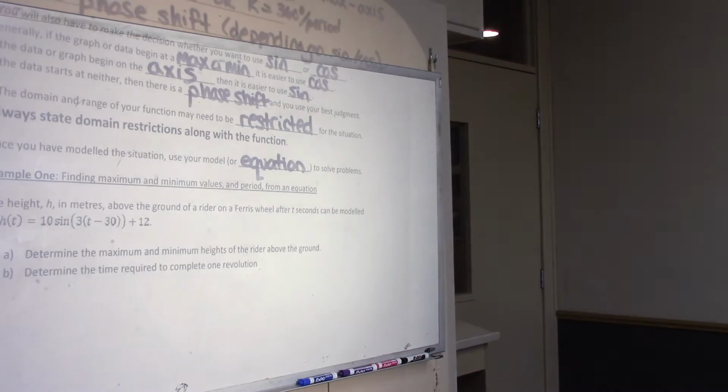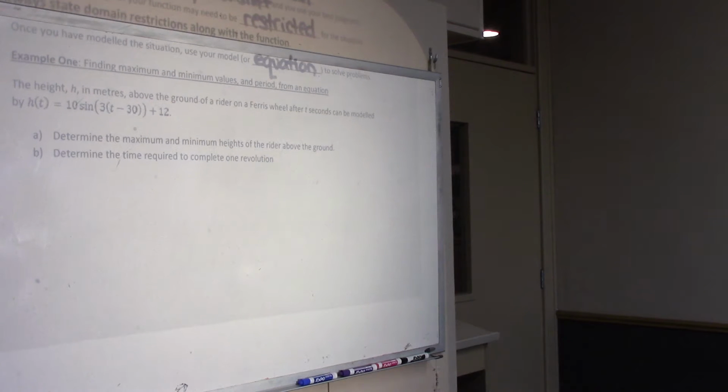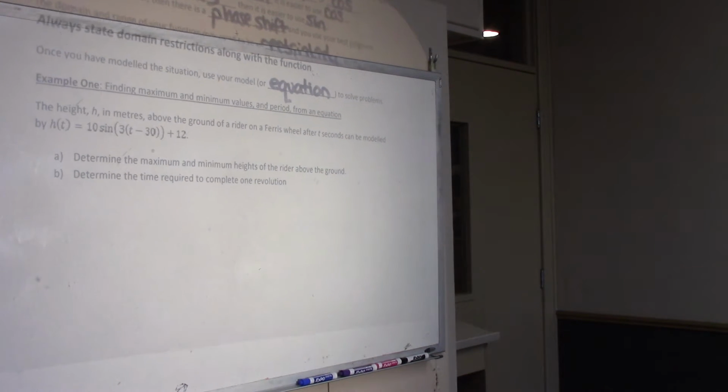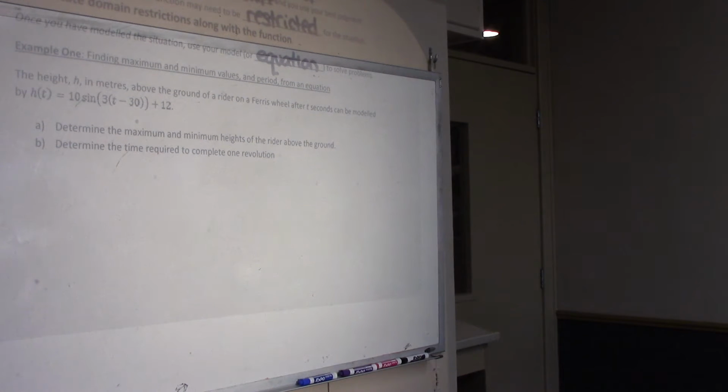So once you have modeled the situation, you use your model, which is just a fancy word for equation, to solve problems, okay? I know you need to always state domain restrictions. So let's get started with the examples.